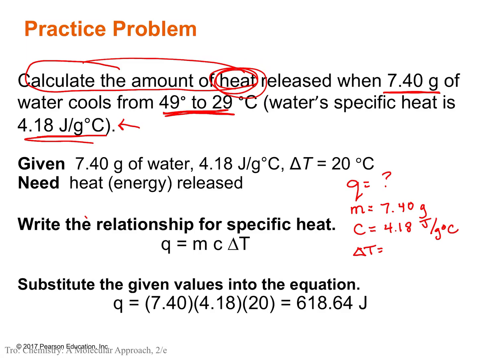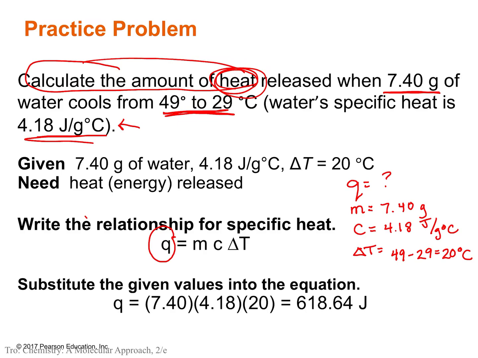And then our delta T is our change in temperature. So when we have 2 temperatures, we need to know how much it changes by. So we'll do 49 minus 29, and that will get us that our delta T is 20 degrees Celsius. So now we're looking for heat. So we need to rearrange our equation to solve for heat, but it already is. Q is by itself on the left here, so we don't need to rearrange our equation in this case.